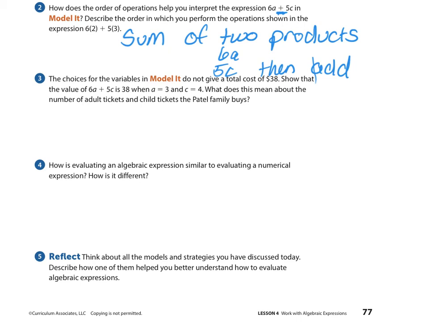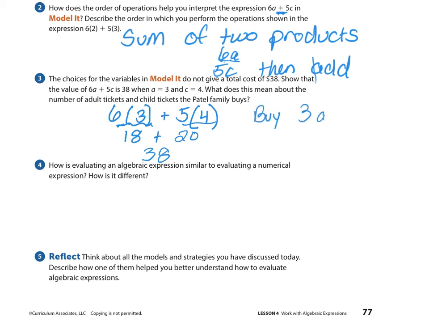So they're asking us to use substitution. We're substituting in 3 for A. We're substituting in 4 for C. Then we're using order of operations. If you remember, we do 6A first, so 6 times 3 is 18. That's first. Next, we're going to do 5 times 4, which is 20. Add those together, gives you 38. That $38 means they buy 3 adult tickets and 4 child tickets.